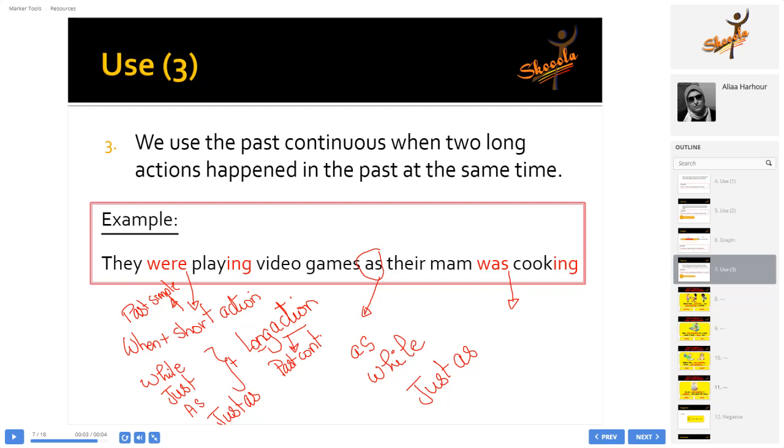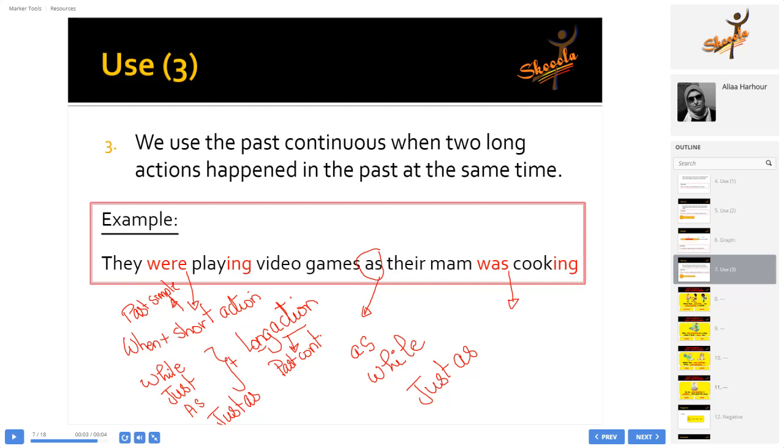So it means that when I find while, just, or just as, the long action comes right away. When I find when, I use the short action, which is the past simple tense. For example, grandma shouted while the kids were fighting. Again, grandma shouted while the kids were fighting. When grandma shouted, have a look here. When grandma shouted, the kids were fighting.